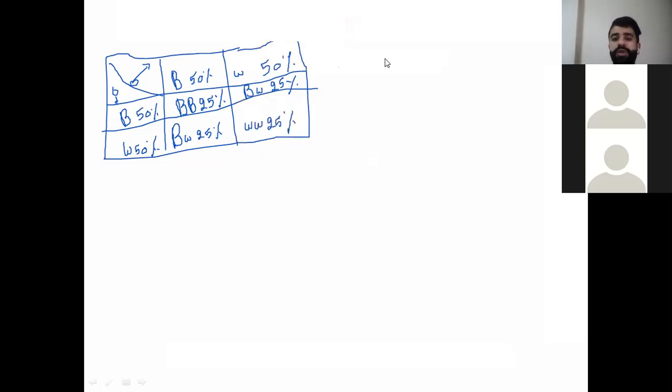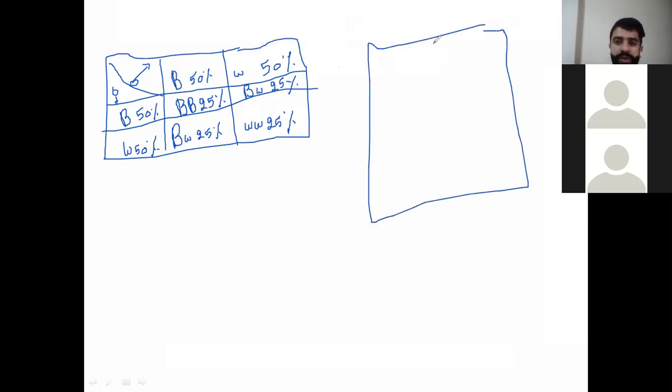And then we're going to move finally to the table of result. In the table of result, we're going to put genotype and phenotype. So here, genotype and phenotype.